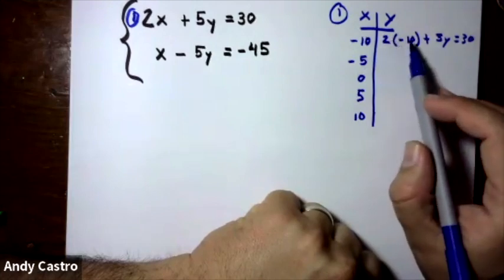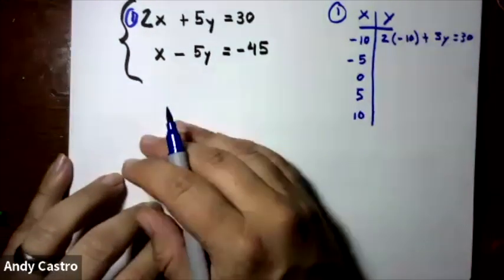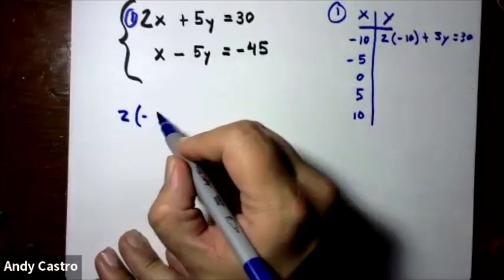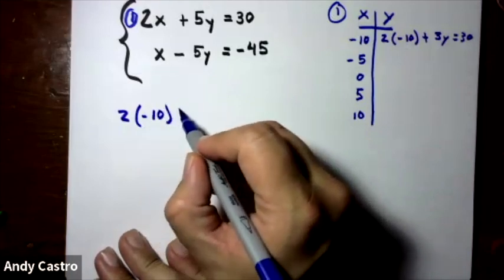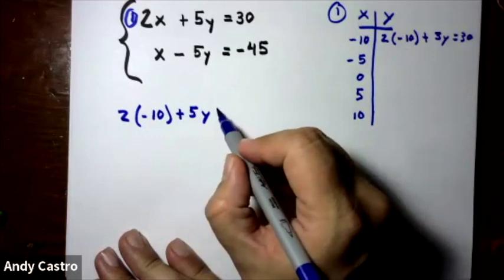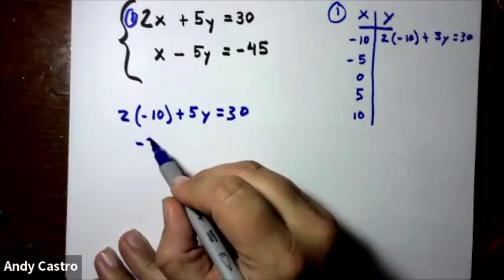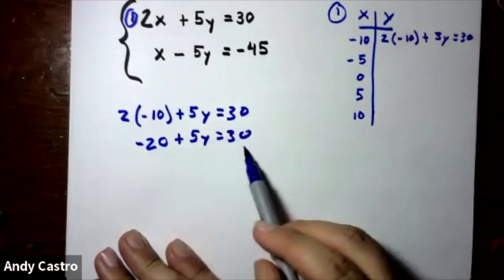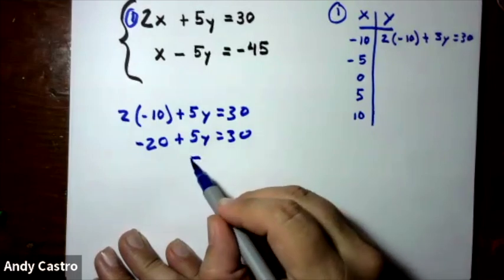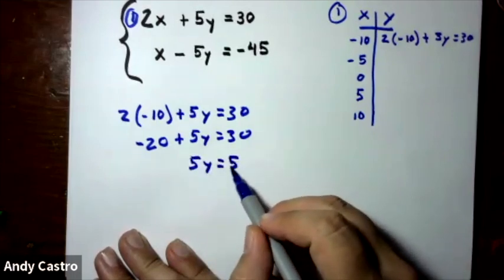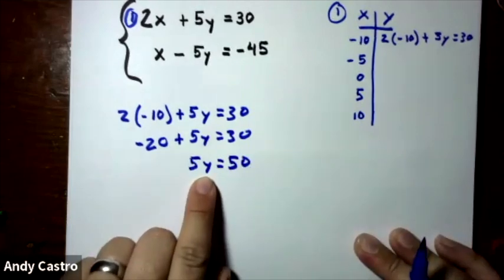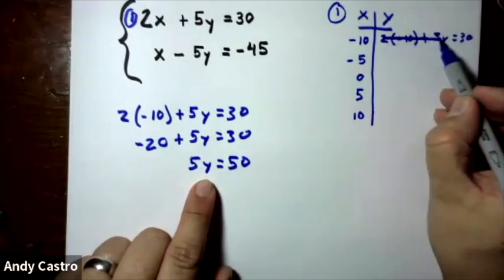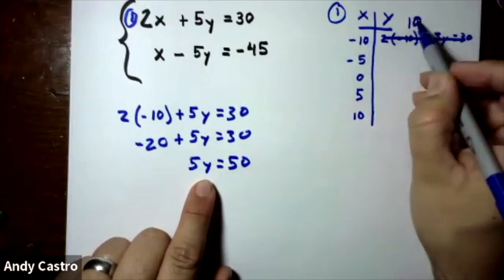All right, so this is going to give me -20. I probably should have worked that over here, so let me go ahead and do that. -20 plus 5y is equal to 30. Add 20 to both sides. 5y is equal to 50. So my y is just 10, because 5 times 10 gives me 50. So -10, 10.